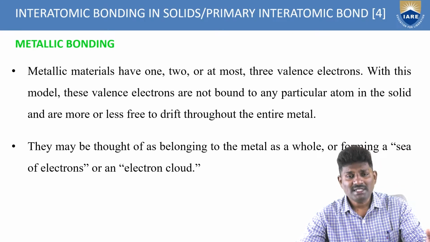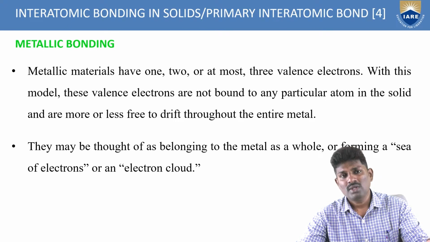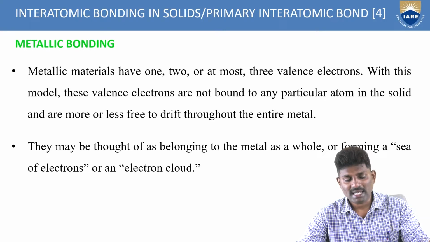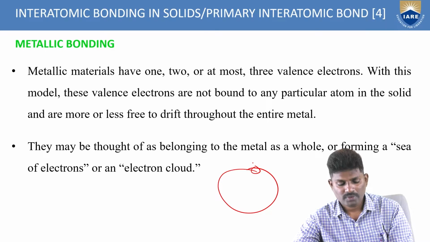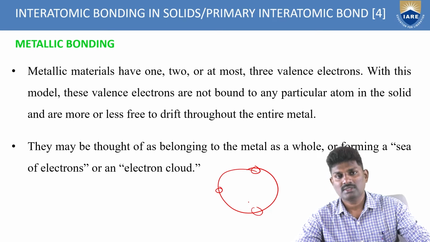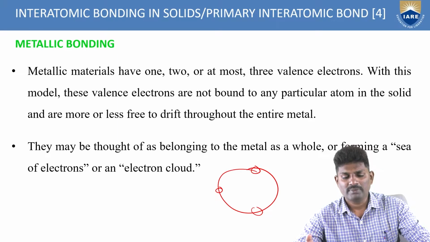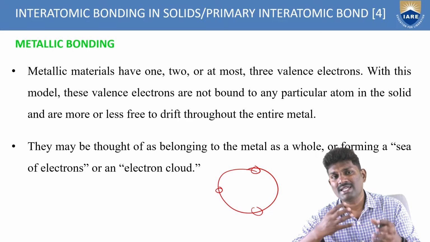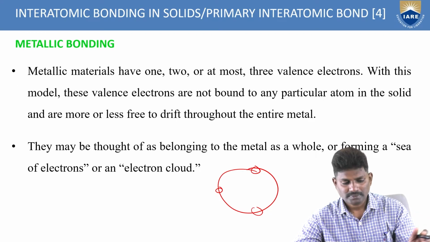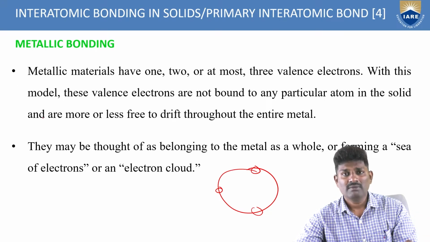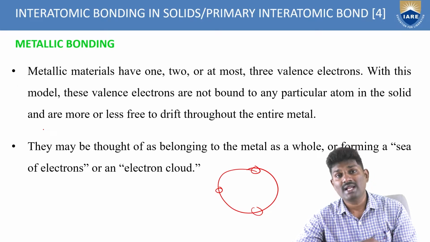Metallic materials have 1, 2 or at most 3 valence electrons. So the materials having metallic bonding can have 1, 2 or 3 valence electrons. These valence electrons can be shared to get the bonding between the metals. And in this model, these valence electrons are not bound to any particular atom in the solid, and are more or less free to drift throughout the entire solid.